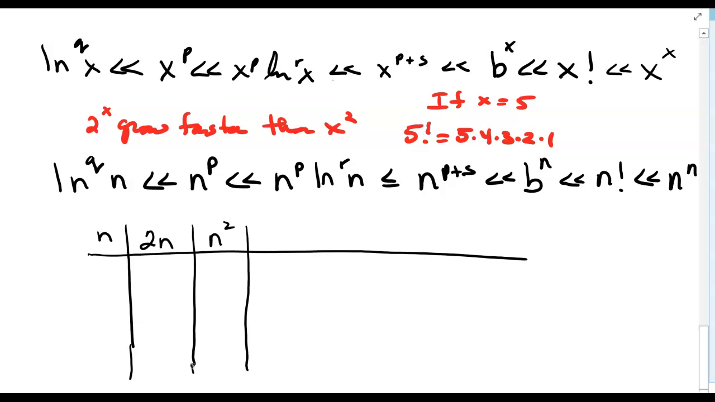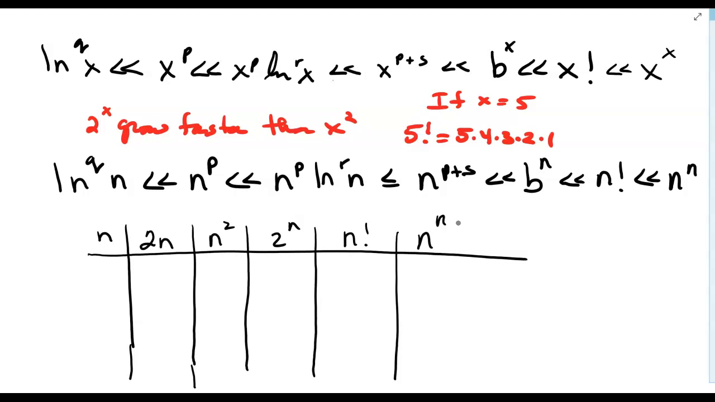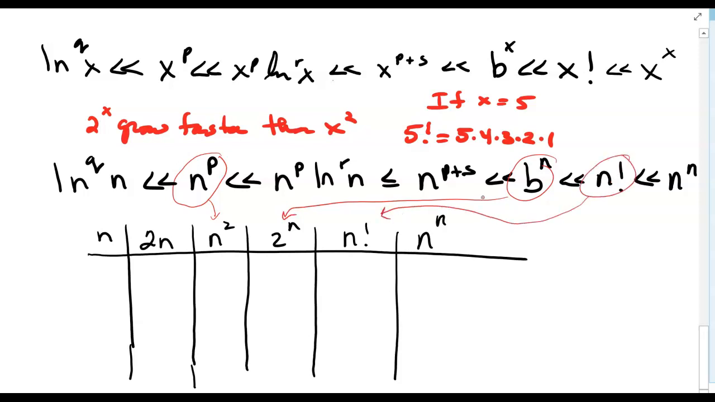So n squared, 2 to the n, n factorial, and n to the n. So notice I'm not doing the ln ones. They're in there and they're good to know, but these are the main ones to really get the idea of, like, n to the p is right there. 2 to the n, your n factorial, and your n squared. All right, so let's take a look.